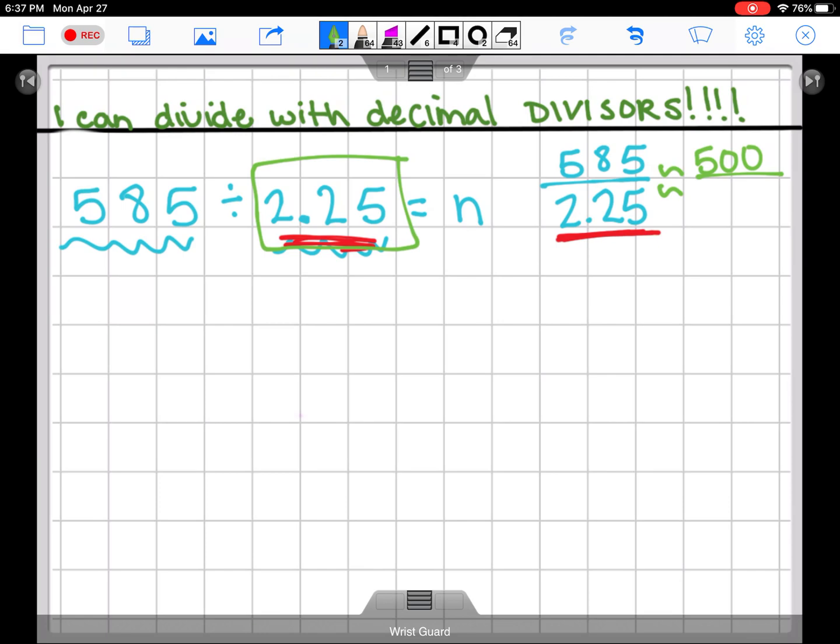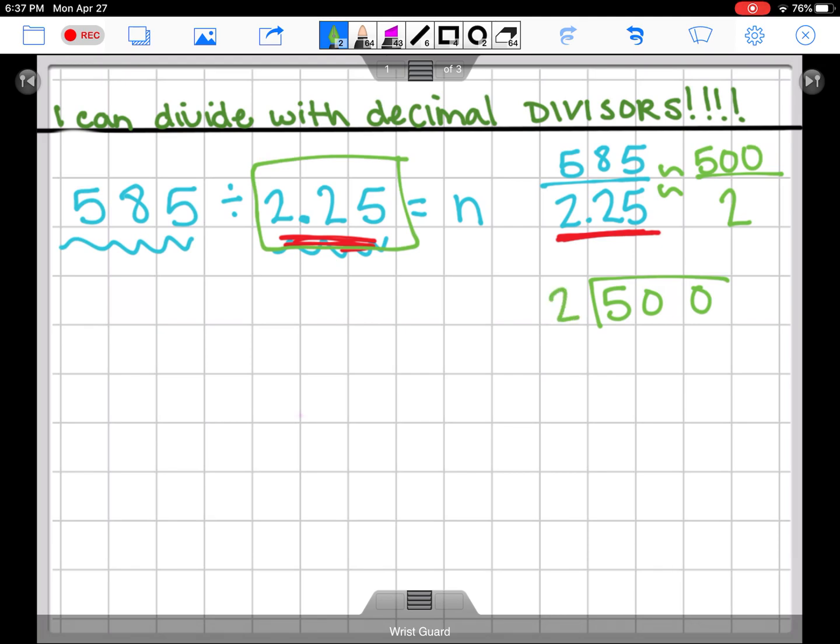And down here, this 2 and 25 hundredths, well, gosh, that's really close to the number 2. All right? So I could say, okay, I'm just going to do 500 divided by 2. And let's just see what that gets me.